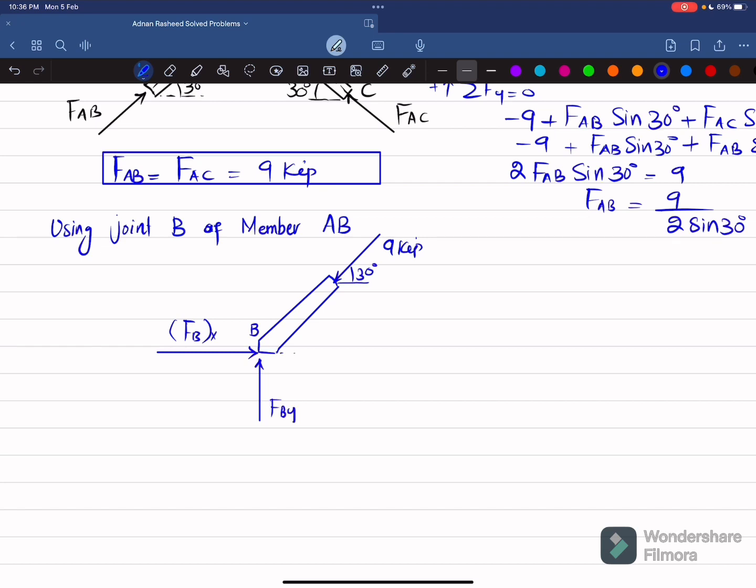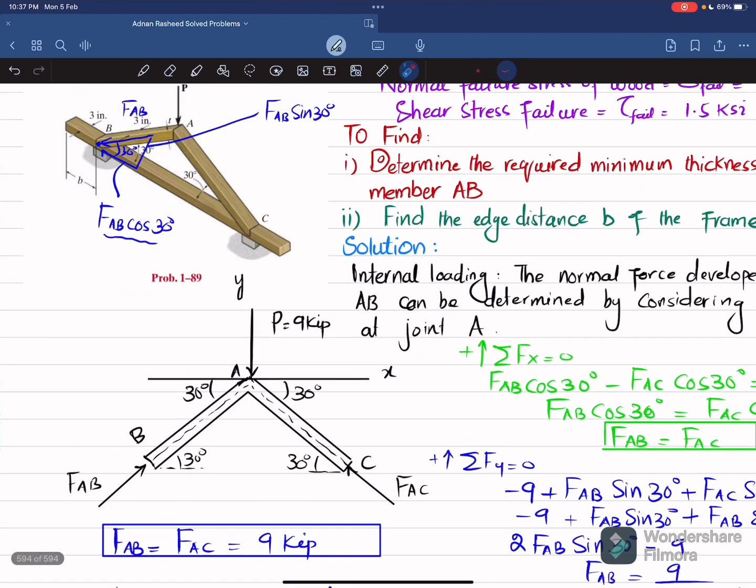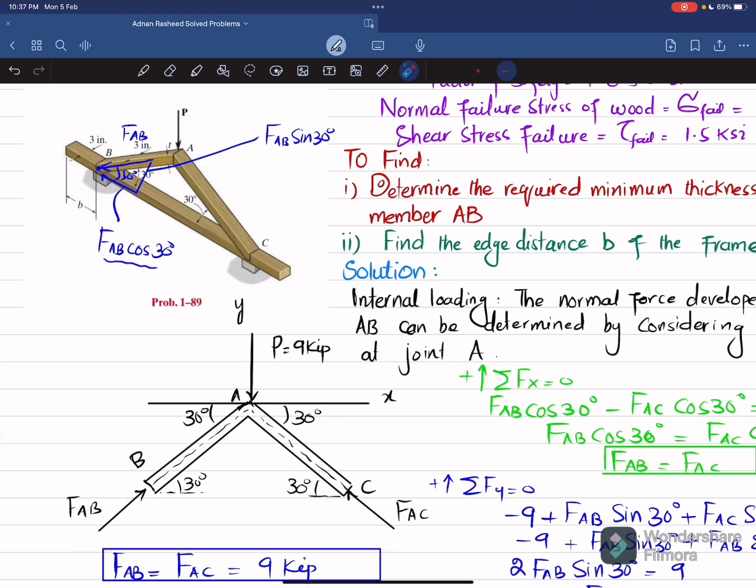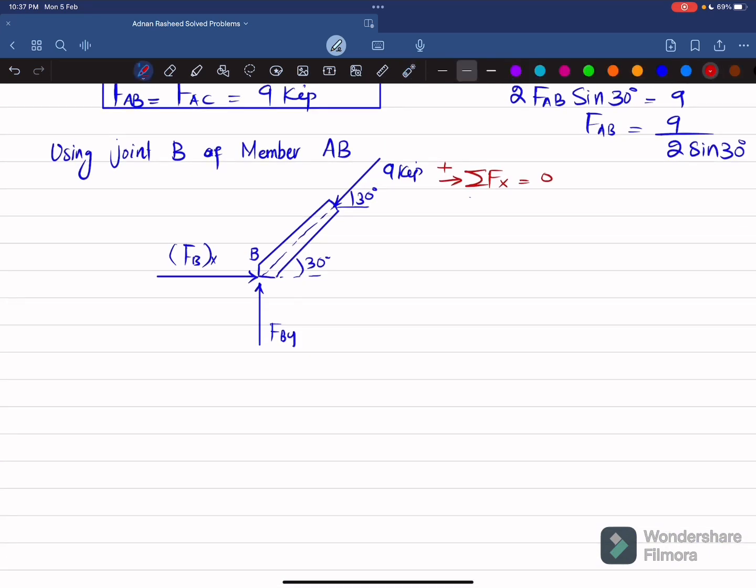Now what we are going to do is find this FBX and FBY by using equations of equilibrium. So the first equation of equilibrium is that the sum of all forces along x direction must be equal to 0, and force in this direction is taken as positive. You can see we will need only this horizontal reaction force because it is creating shear at this point. So FBX minus the horizontal component of this, which is 9 cos of 30 degrees, is equal to 0. So from here the FBX component will be equal to 7.794 kip.